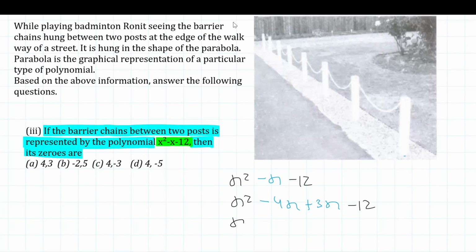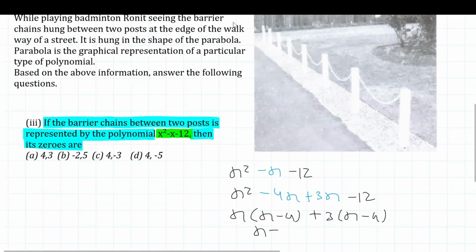Now next is to take common between the first two terms, which is x. So it's x minus 4. And if I take 3 common, it's x minus 4 again. Taking x minus 4 common throughout, what do we get? x minus 4 and x plus 3.